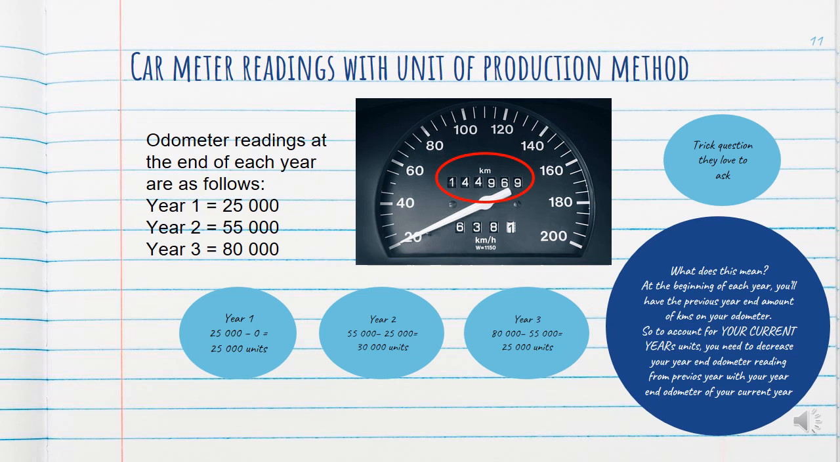And then you'll just work out your units of production as normal, and then times your units of production for year 1 by 25,000, year 2 by 30,000, and year 3 by 25,000 to work out the depreciation per year on that vehicle.